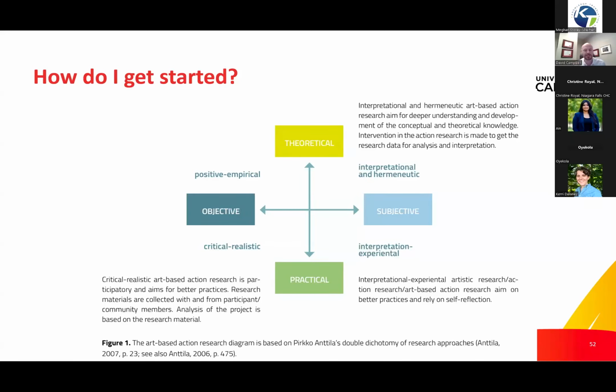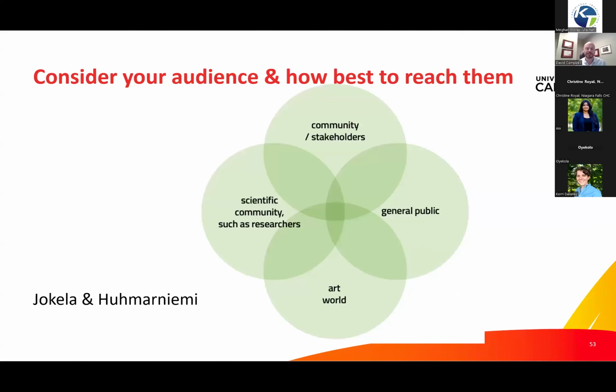So I think a lot of the KT that we probably do will be in that bottom right corner, but it's important to realize that arts-based methods for KT can have other purposes as well, based on where our work is centered. Always important to consider your audience and how to best reach them, because you may create different artistic products based on who you're hoping to speak to.